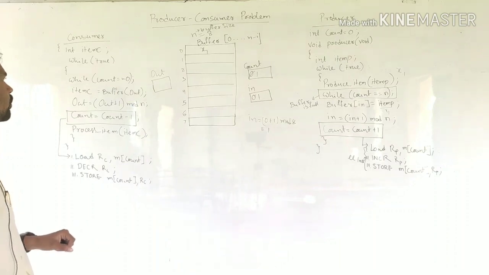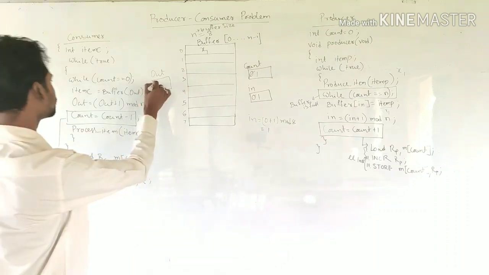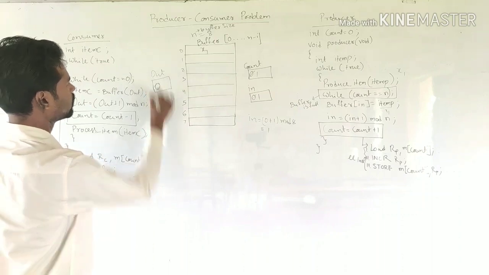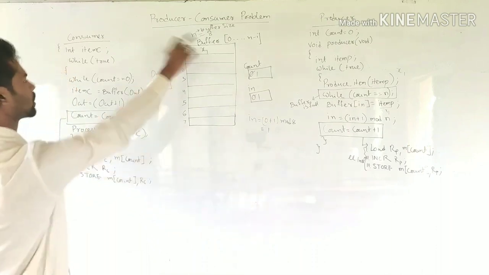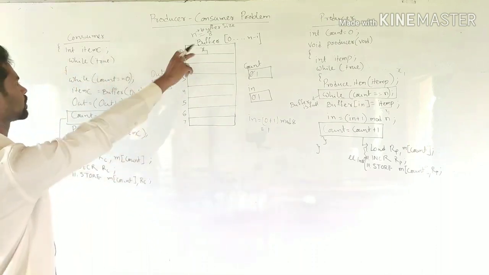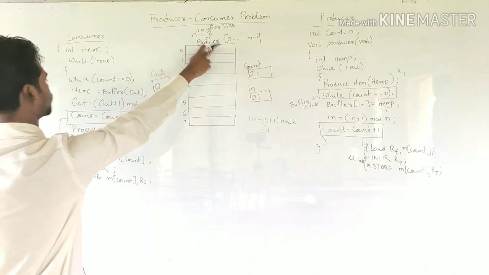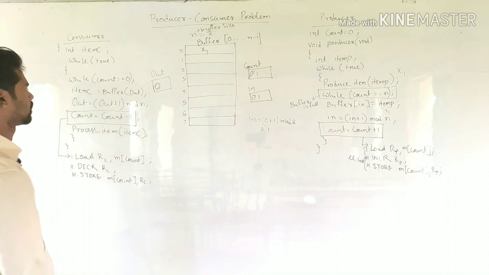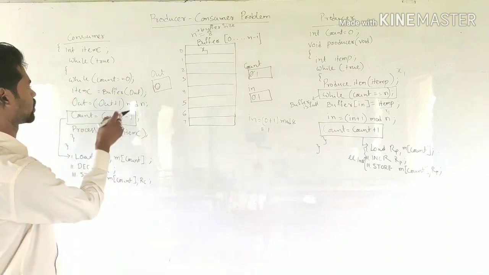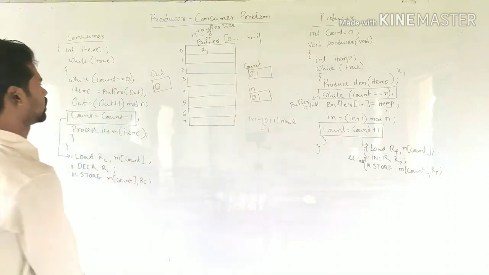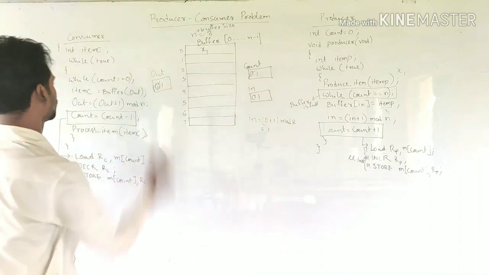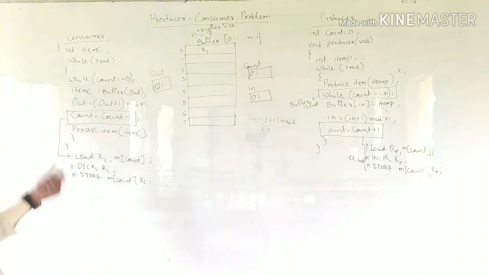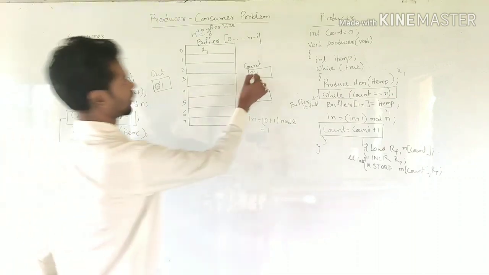What is the value of out? Initially it will be 0, so at address 0, what is item C? x1, so x1 will be assigned to item C. Now out variable will be changed, out is equal to out plus 1 mod n, out will be 1. Next count equal to count minus 1, then count variable will be decremented.